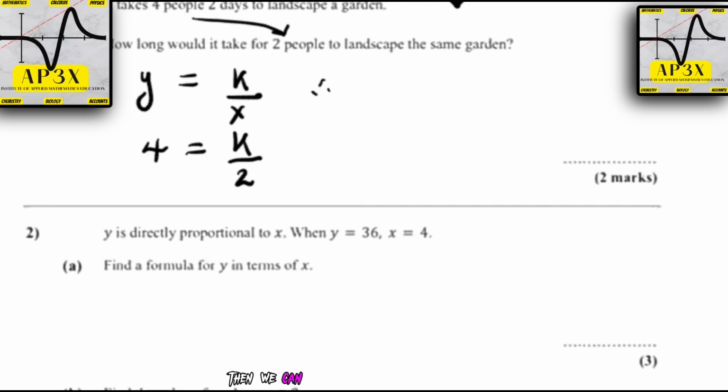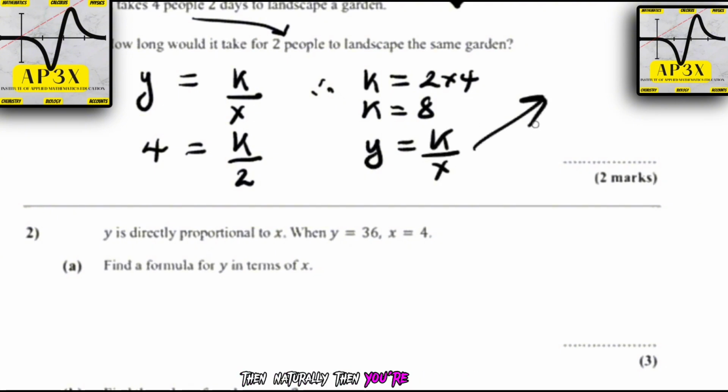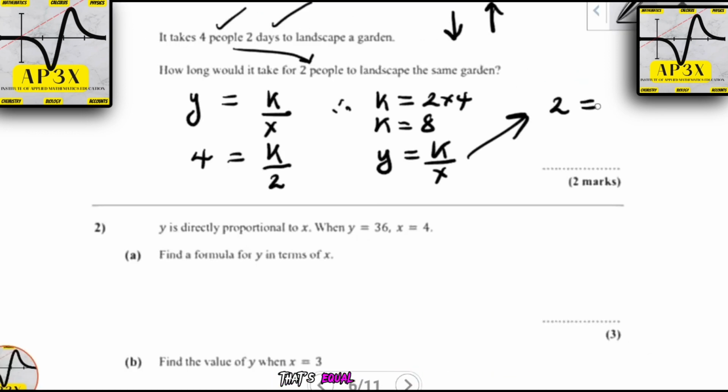So therefore then we can easily work this out, that k is equal to 2 times 4, k is equal to 8. So therefore then, if we rewrite the formula y is equal to k divided by x, then naturally you're going to find here that the number of people decrease, so that's 2, that's equal to k is 8 divided by x, which is unknown. So if we swap the x and the 2, then x is equal to 8 divided by 2. Naturally then you're going to find here that x is equal to 4.